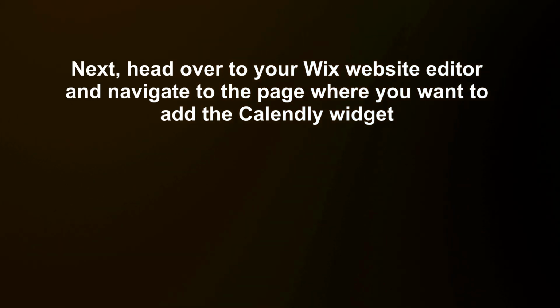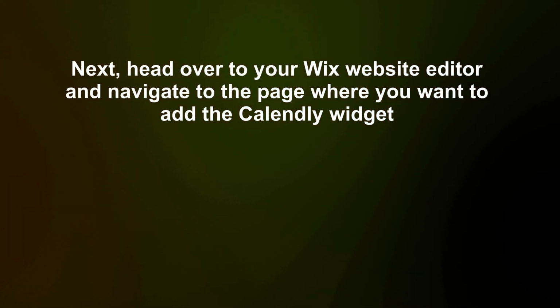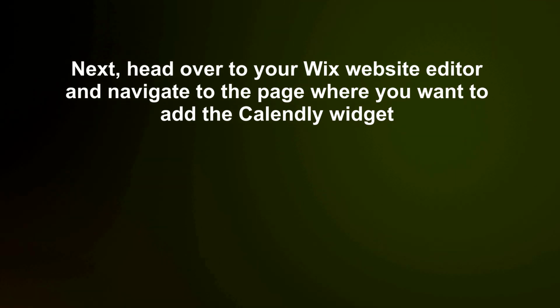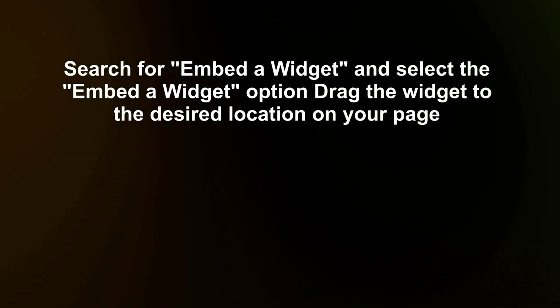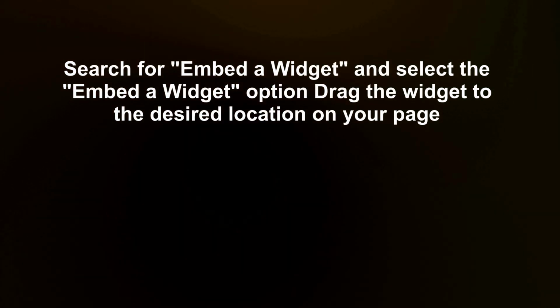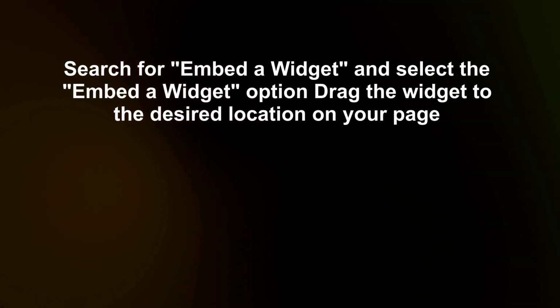Next, head over to your Wix website editor and navigate to the page where you want to add the Calendly widget. Click the plus button to add a new element. Search for Embed a widget and select the Embed a widget option. Drag the widget to the desired location on your page.